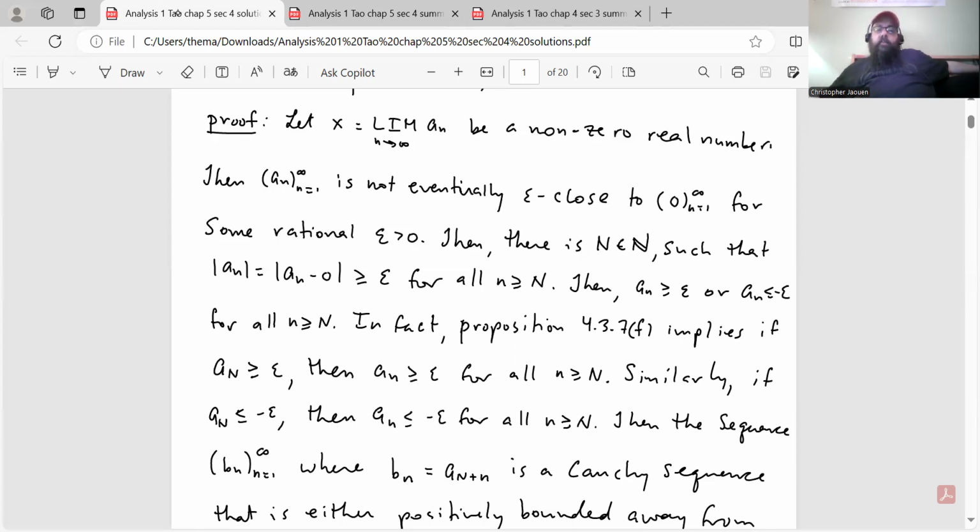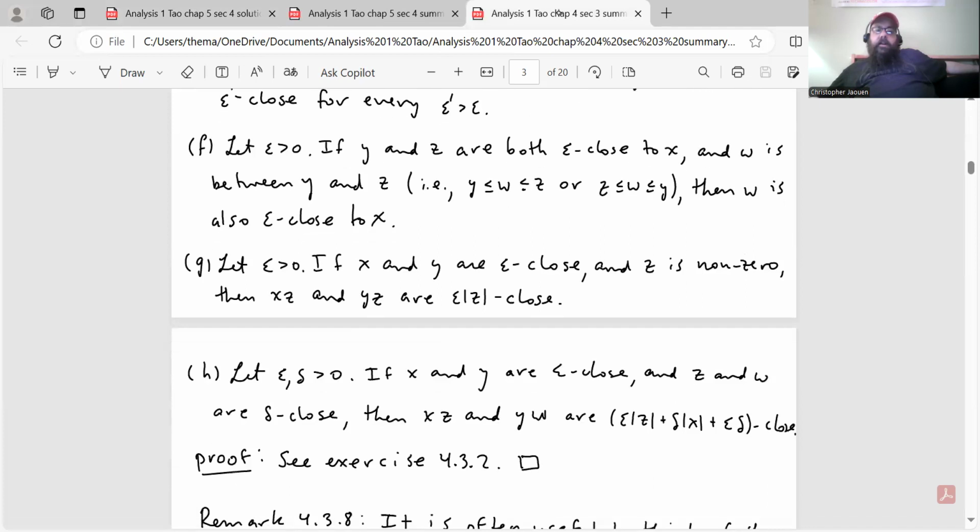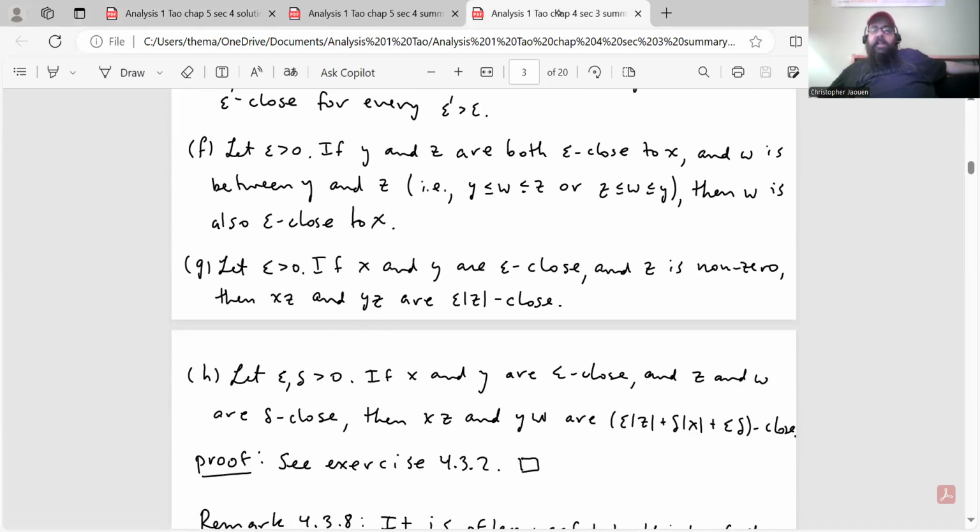In fact, proposition 4.3.7 part f implies that if a_N is greater than or equal to epsilon, then a_n is greater than or equal to epsilon for all n greater than or equal to capital N. Similarly, just so it's clear, if a_N is less than or equal to negative epsilon, then a_n is less than or equal to negative epsilon for all n greater than or equal to capital N. Let me remind you of what proposition 4.3.7 part f says. Let epsilon be greater than 0. If y and z are both epsilon close to x, and w is between y and z, then w is also epsilon close to x.